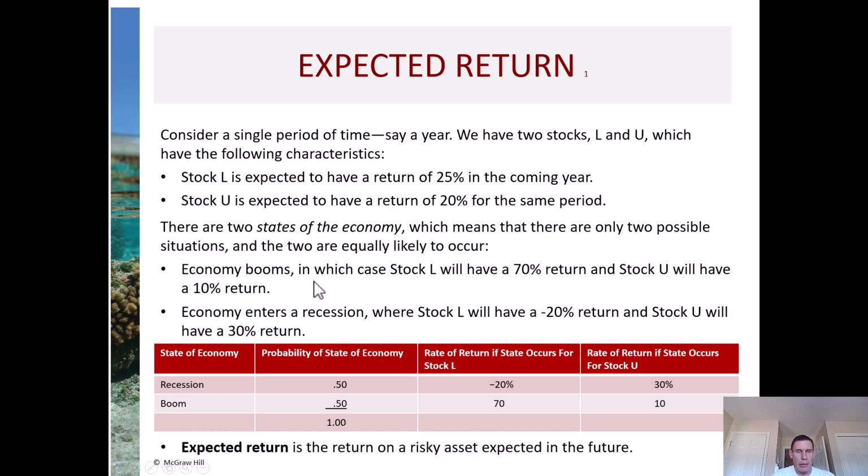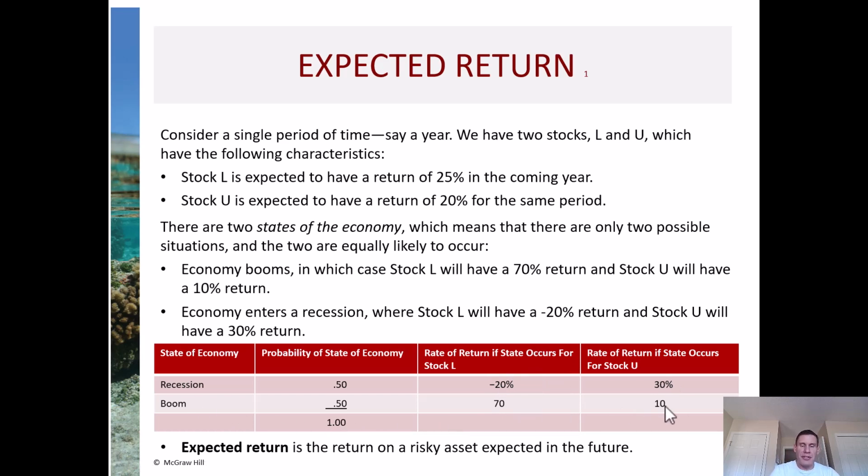The first state is the economy booms, in which case stock L will have a 70% return and stock U will have a 10% return. The second state is the economy enters a recession, where stock L will have a negative 20% return and stock U will have a 30% return. You can see down here the probability of each state, 0.5 and 0.5, because I said they were equally likely to occur. That gives us 1.0. If there's a recession, negative 20 and 30. And if there's a boom, 70 and 10.